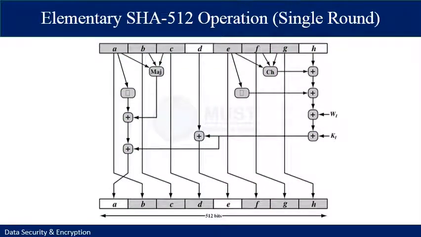So this figure shows the elementary SHA-512 operations on a single round. This will show us in more detail the logic in each step of the 80 steps of the processing of one 512-bit block.